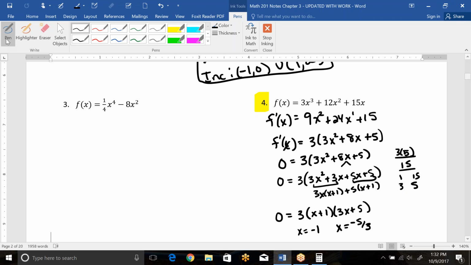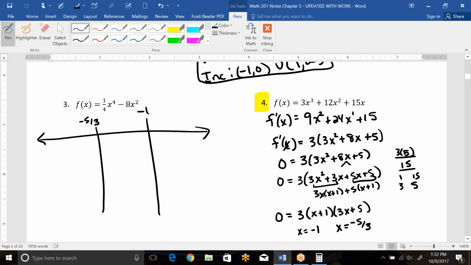So then we set up our chart over here. And negative 5/3 is actually the smaller of the two. And then we have negative 1. So this is the interval negative infinity to negative 5/3. This is the interval negative 5/3 to negative 1. And this is the interval negative 1 to infinity. Something bigger than negative 1 is 0.